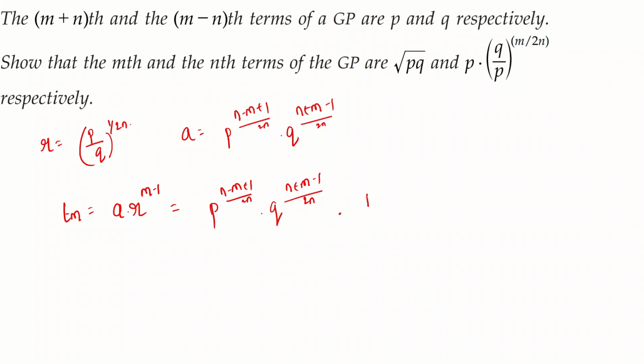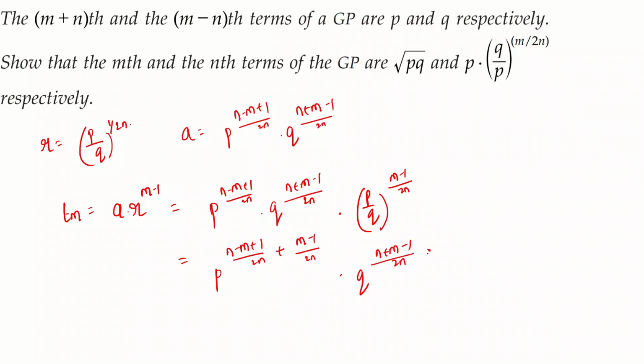Now R is (p by q) to the power of 1 by 2n. So merging all the powers, I can write it like this. And now I segregate the powers of p and q. So p to the power of (n minus m plus 1) by 2n plus (m minus 1) by 2n, times q to the power of (n plus m minus 1) by 2n times minus (m minus 1) by 2n.